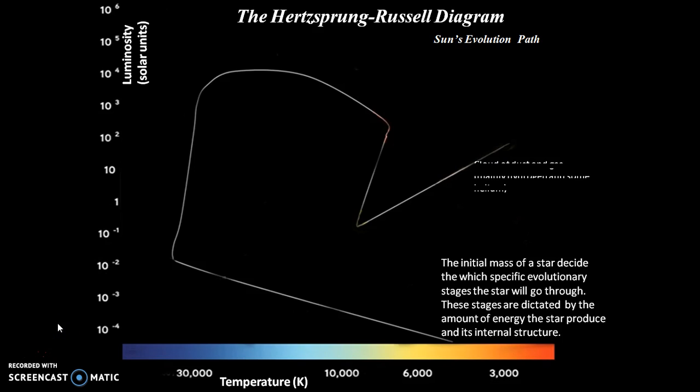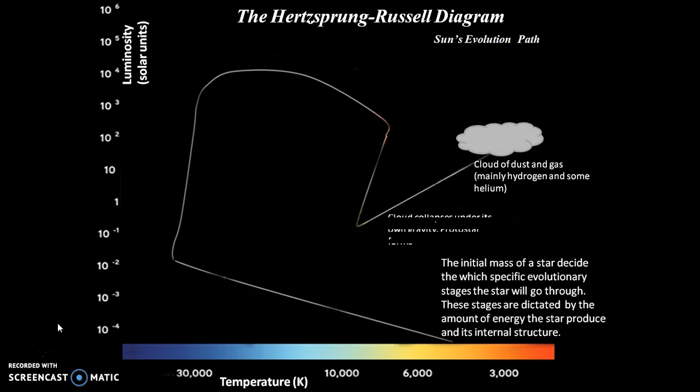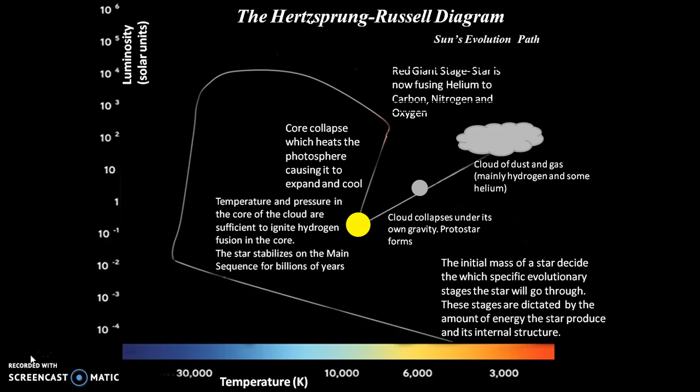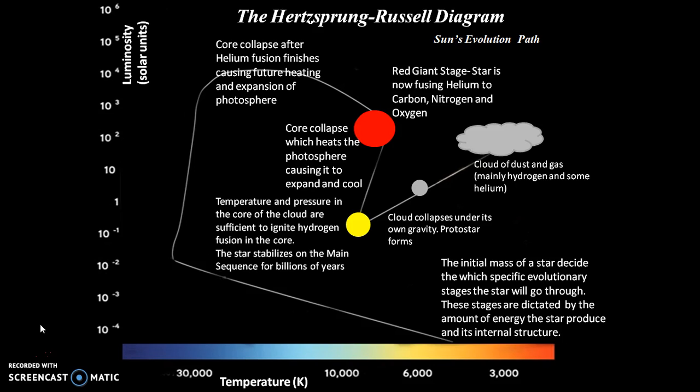A star like our Sun evolves from a cloud of dust and gas in a nebula. The cloud collapses under its own gravity and a protostar forms. Temperature and pressure in the core of the cloud are sufficient to ignite hydrogen fusion in the core. The star stabilizes in the main sequence for billions of years. Then the star enters the red giant stage. The star is now fusing helium to carbon, nitrogen, and oxygen. The core collapses after helium fusion finishes, which causes further heating and expansion of photons.